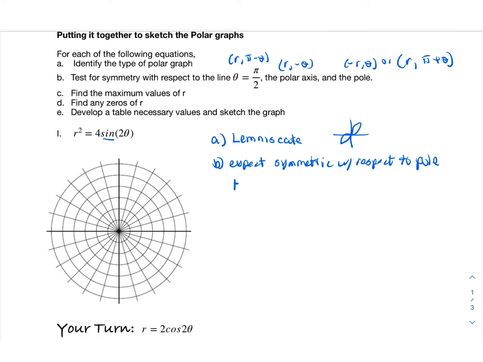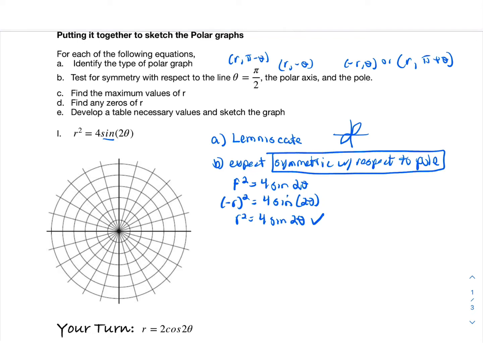I'm going to show my work on testing for symmetry about the pole. That's where I replace the r with negative r and theta with theta. And I do get the original function, or equivalent to the original function, back. So yes, this is symmetric with respect to the pole. Then I'm going to look for a maximum value of r, and that's simply replacing the sine of 2 theta with 1, and I'll get 4 as my answer. Or r squared is equal to 4, so r is equal to 2. So my maximum value of r is 2.